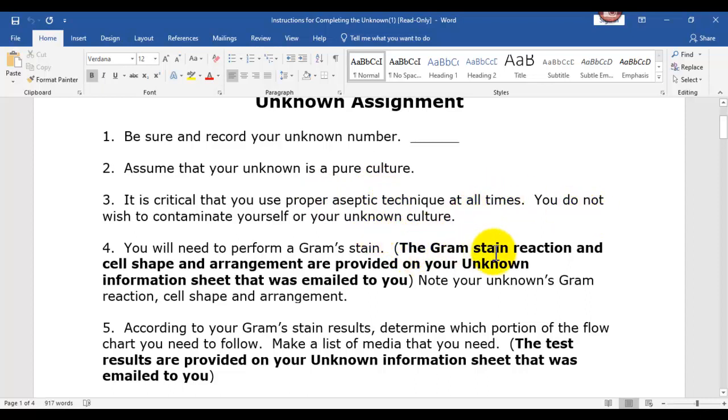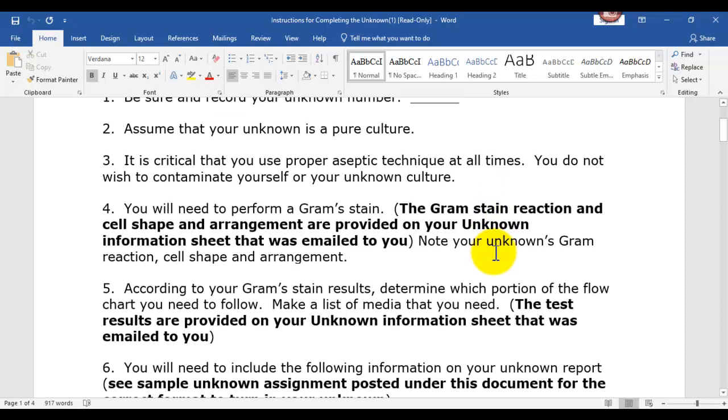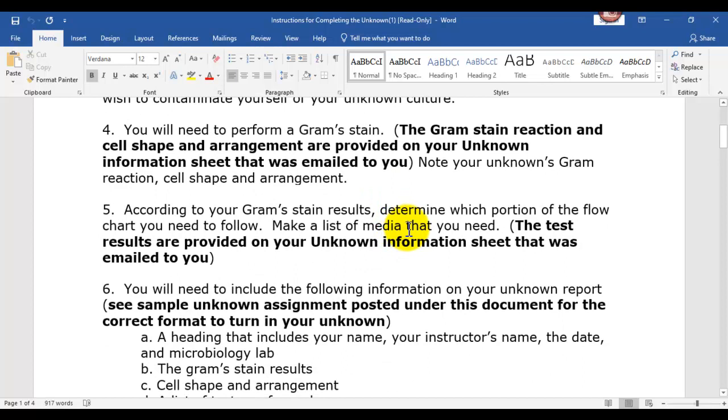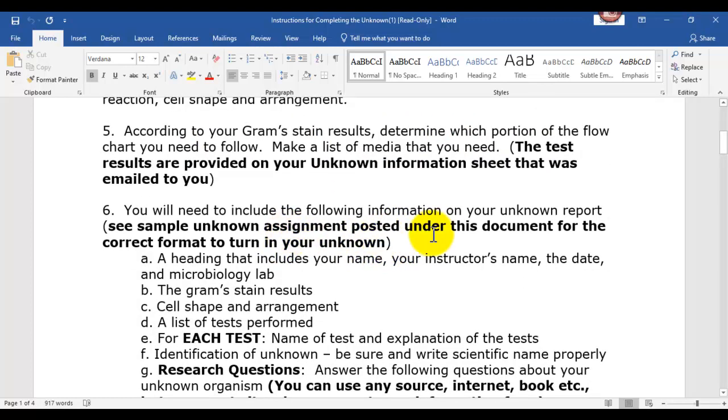So the first thing you're going to do is a gram stain. Once you do the gram stain, of course, you want to look at it under the microscope. Determine if it's gram positive or gram negative. And then the next thing is you're going to write down the cell shape arrangement. You really can't get that wrong unless you put something like triangles or rectangles. You're going to have either rods or cocci, and then you put what you think the arrangement is, and you go with the majority. It says, according to your gram stain results, determine which portion of the flow chart you'll need to follow. Maybe I can bring up an example of that in a second.